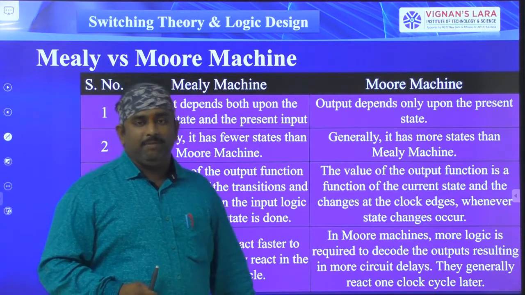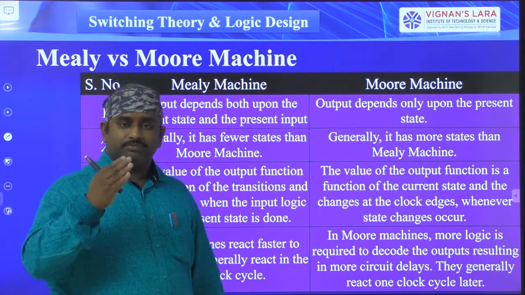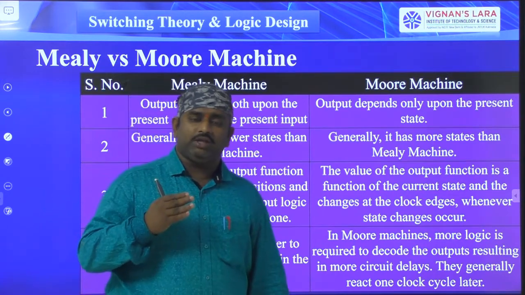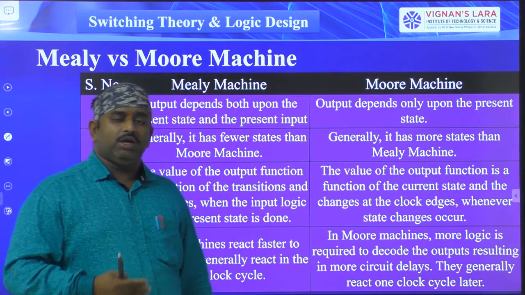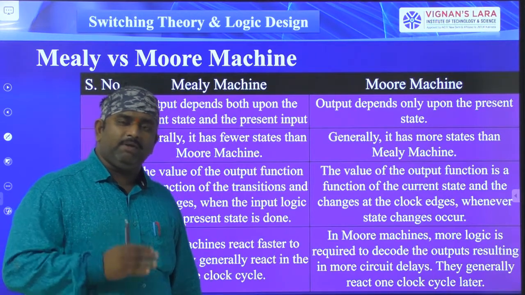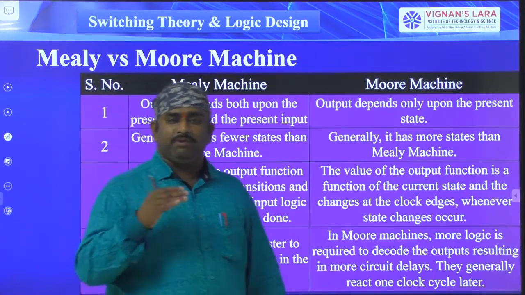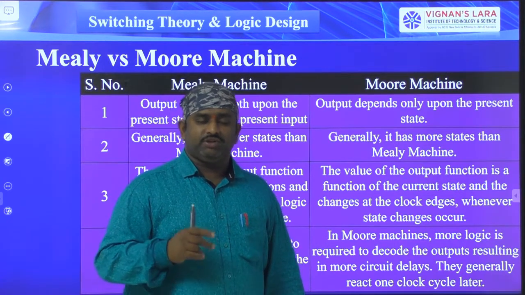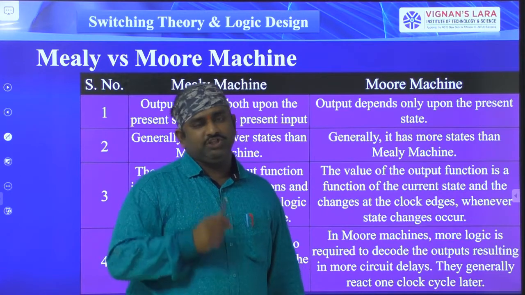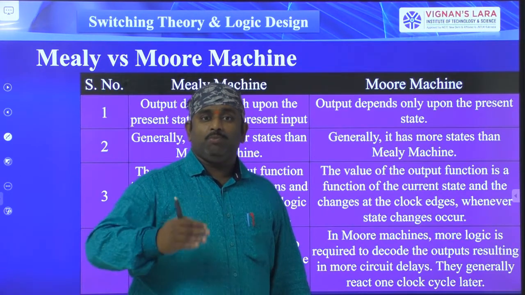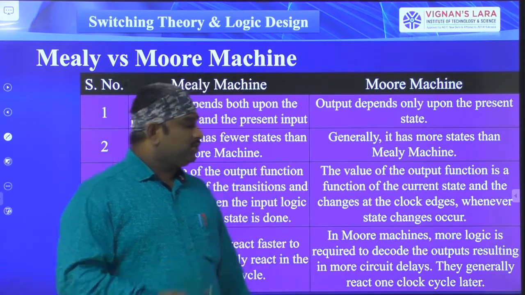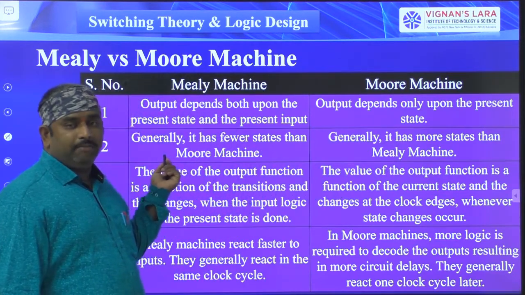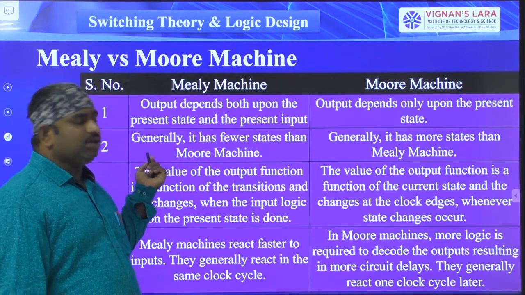Why? Because in the Mealy machine, each state has a different output based on the input 0 and 1 condition. Coming to the Moore machine, whatever the input, the output is common for the next states. So for defining the system efficiently, the Moore machine requires more number of states. So in the Moore machine, we have more number of states. In the Mealy machine, we have fewer number of states.